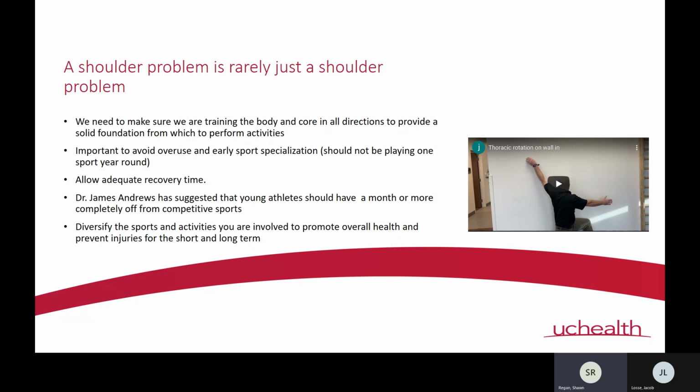We cannot be throwing 12 months out of the year, or it's going to lead to trouble, and it's certainly going to decrease the durability if our goal is to maybe get a college scholarship. We don't want to throw the arm out before that even happens. So we want to diversify the sports and activities that our young athletes are involved with.